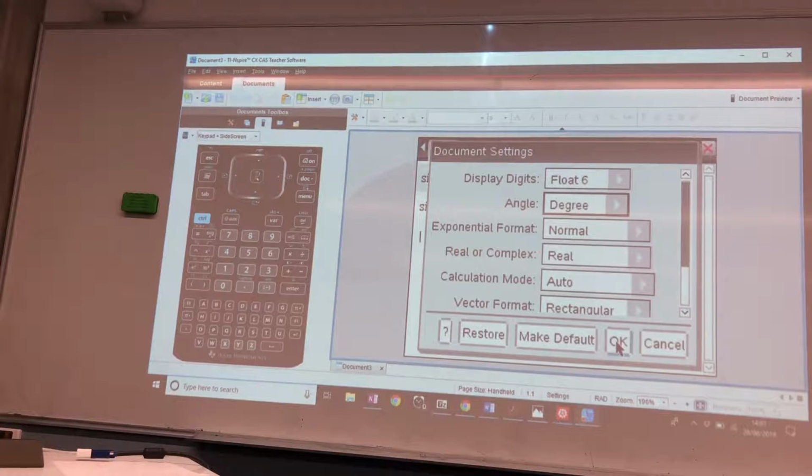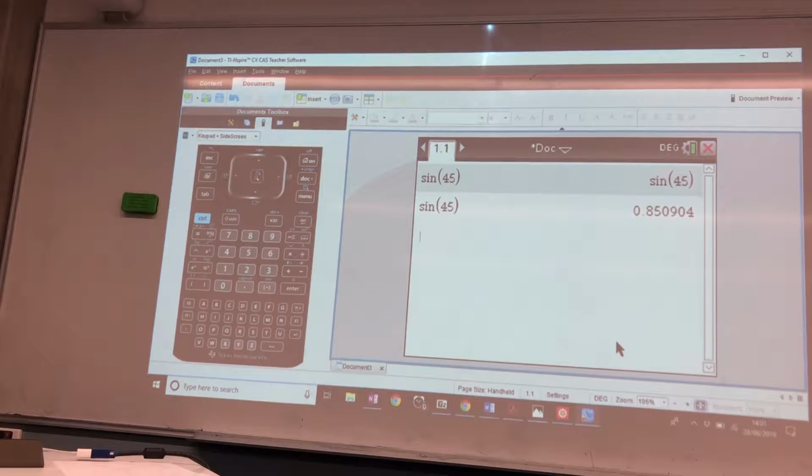Are we gonna have to change this every single time? Yeah. What's a gradient degree? Pardon? What's a gradient? Oh, it's something different. Won't be using that.